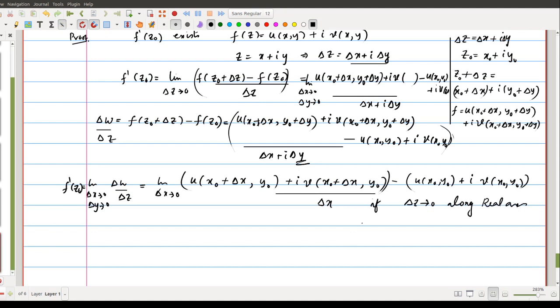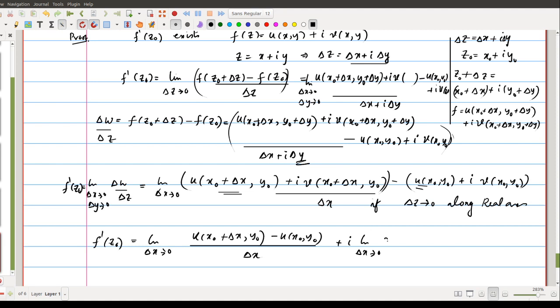In order to evaluate this limit, we will evaluate the limit of the real part and the limit of the imaginary part. So we can say that f dash z naught from this equation will be the limit delta x tends to 0. We can split this by grouping real and imaginary parts of the numerator. So this will be u of x naught plus delta x comma y naught minus u of x naught y naught, the real part of the numerator, all divided by delta x, plus I times again the limit delta x tends to 0 of the imaginary part, that is v of x naught plus delta x comma y naught minus v of x naught y naught divided by delta x.